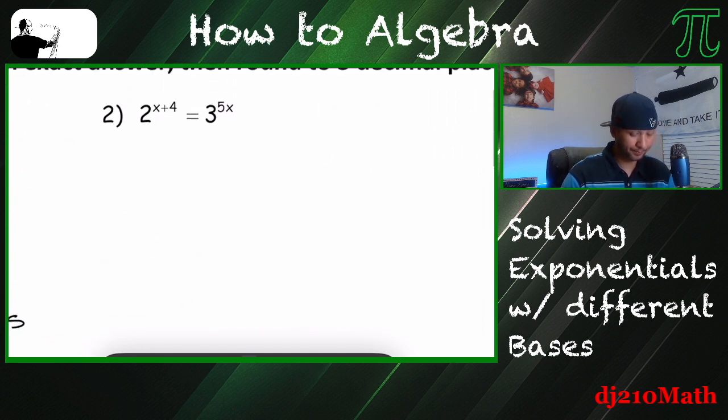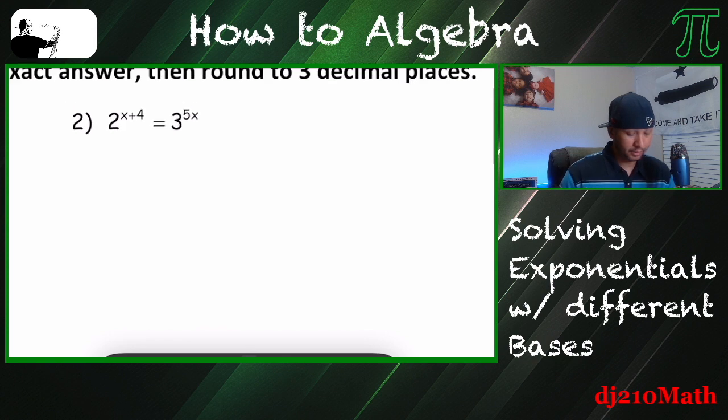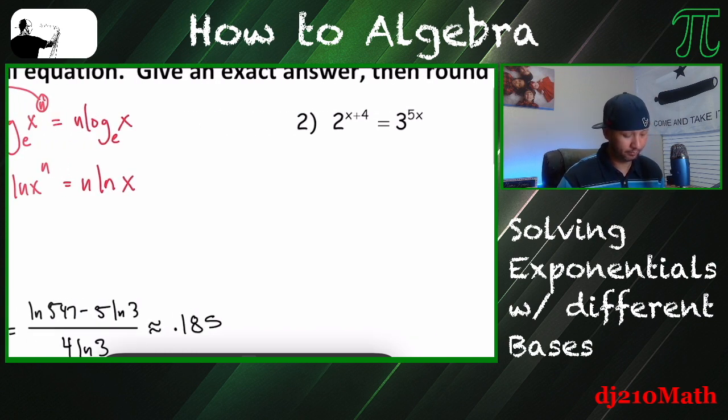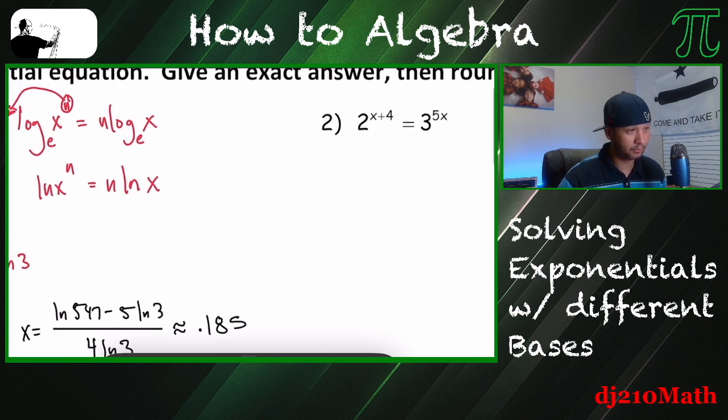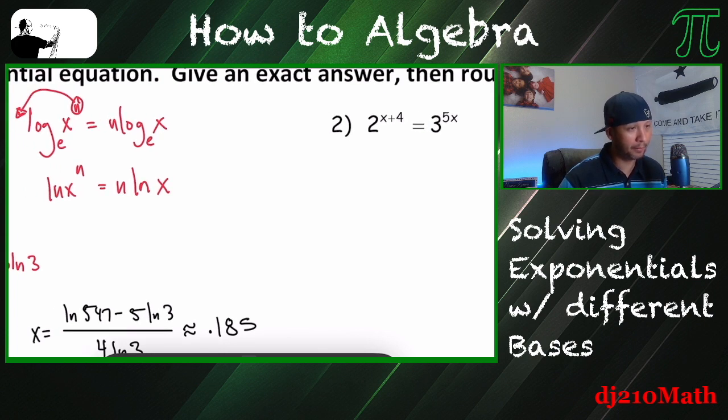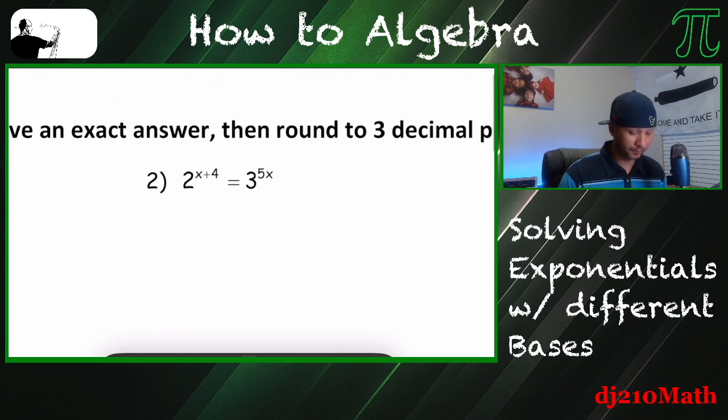Let's see another example. Number 2. Here we have 2 to the power x plus 4 is equal to 3 to the power 5x. All right, we've got a couple x's here, and they are definitely in the exponent. So I want to apply the rule that brings the power down, right, using natural log.